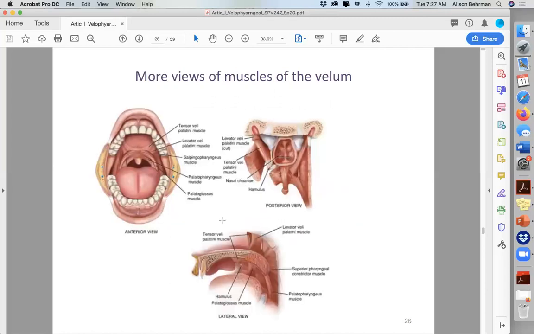And here on slide 26 is one more series of images of the velar muscles. It may help you to visualize their location, to learn their function. I will not give you these muscle diagrams and ask you to identify them. I may give you a diagram of the oral cavity and ask you to identify it. That's different.